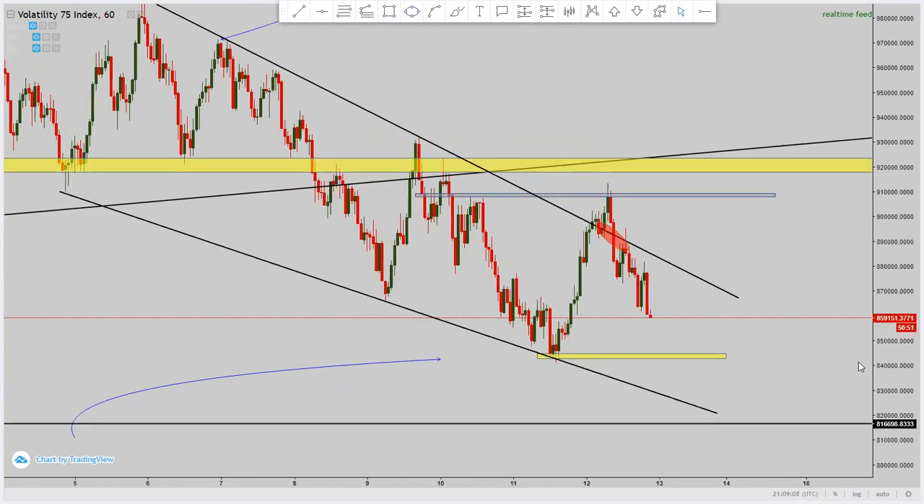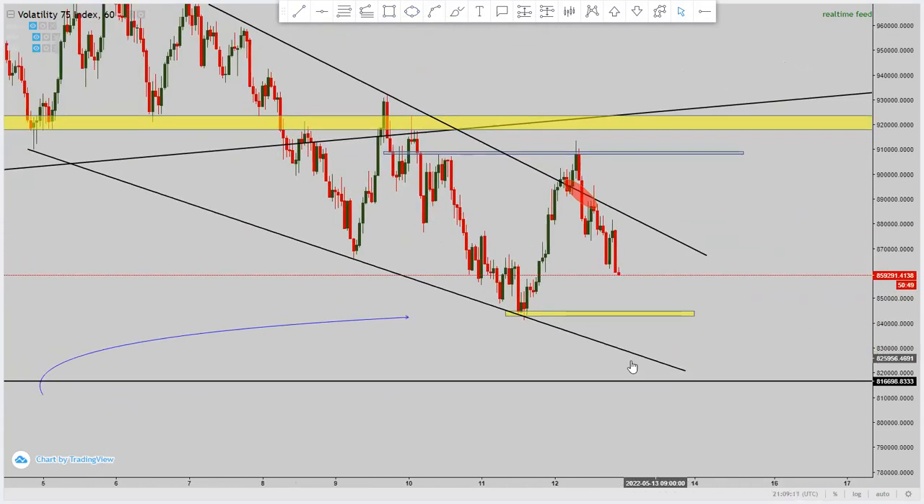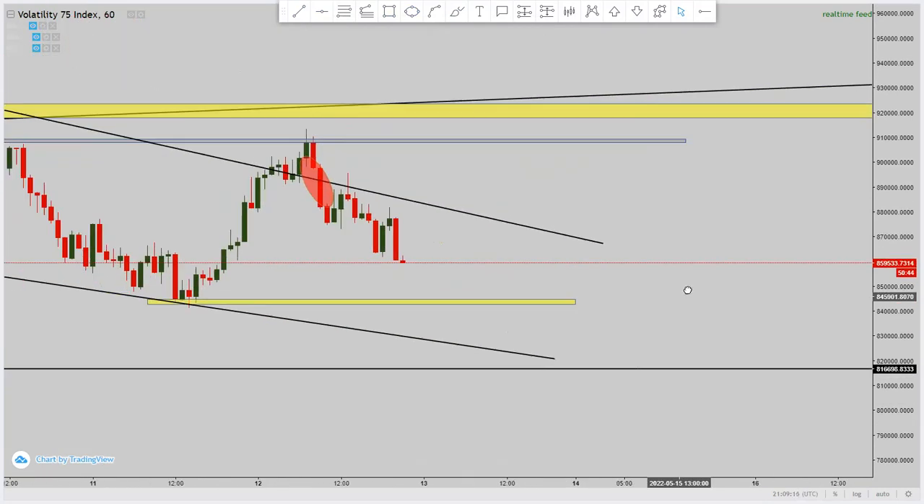So this is what we are looking at on our VIX 75.